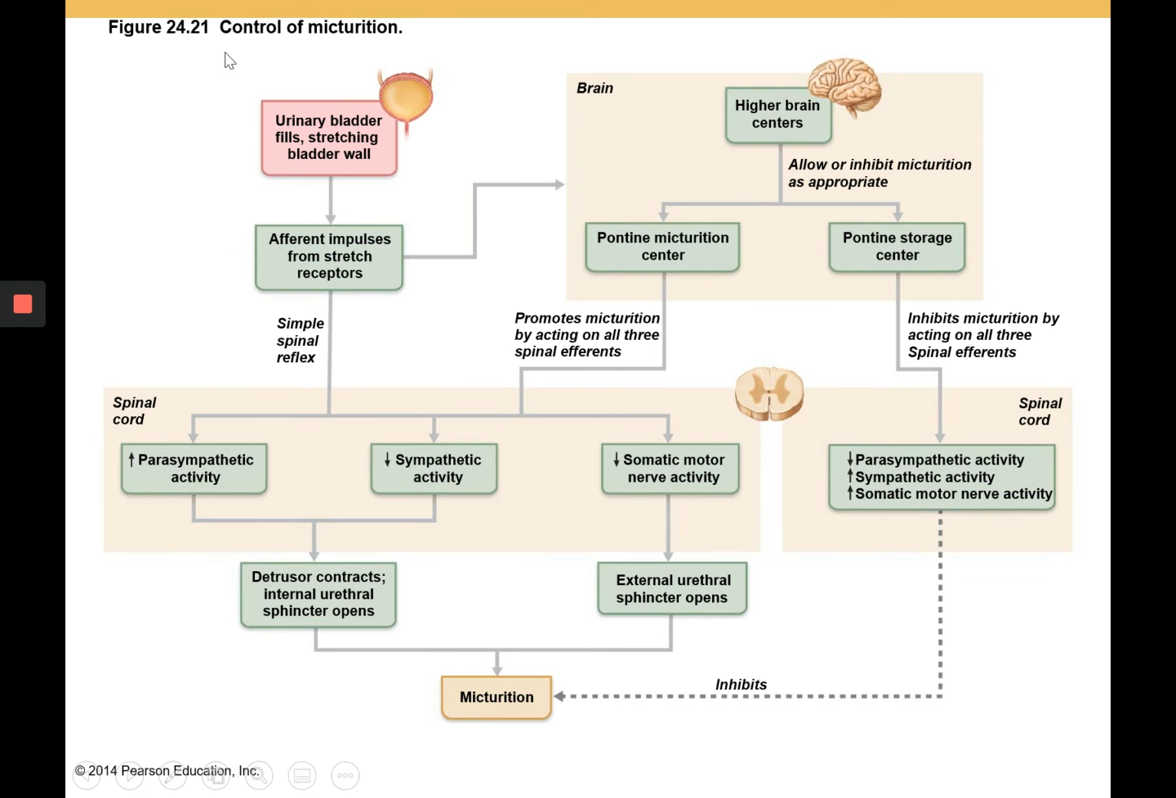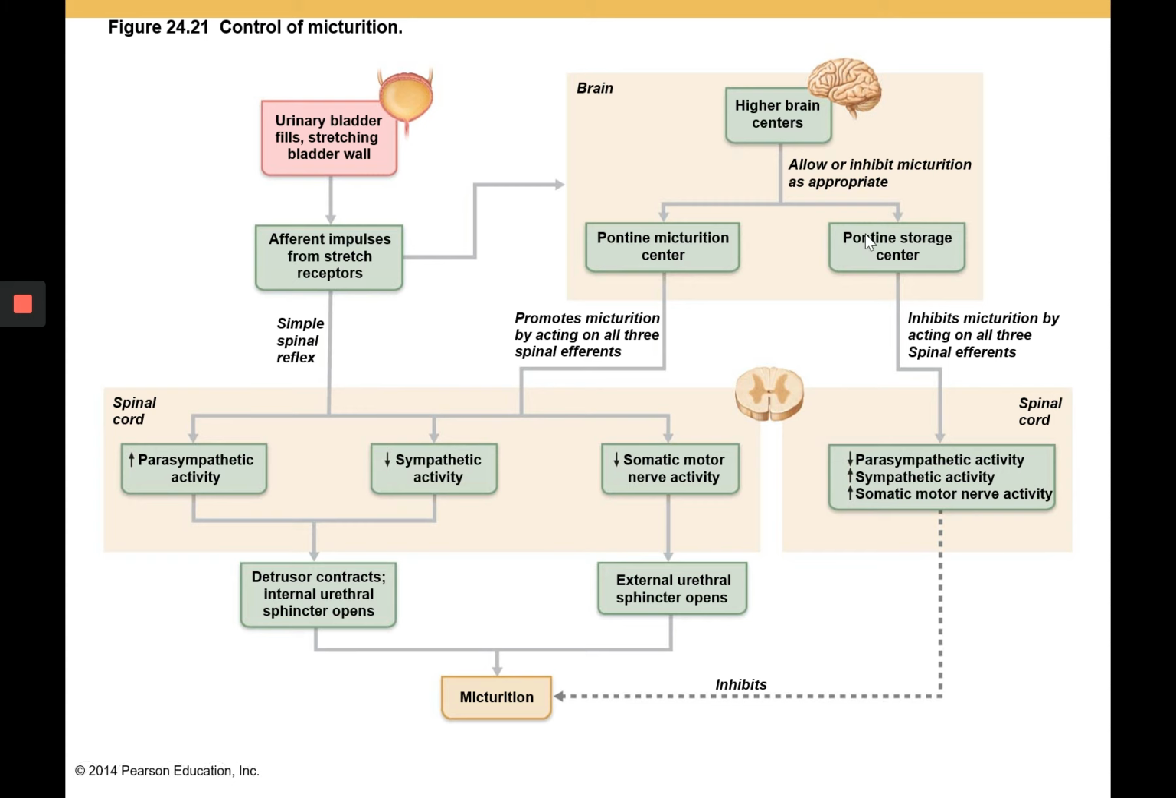So here's control of micturition. The bladder stretches. Stretch receptors send afferent impulses to the brain. There's also spinal reflexes, which increase parasympathetic activity, making it easier for the detrusor to contract and cause urination or micturition. If we are stimulating via the parasympathetic, we want to inhibit the sympathetic. Those signals that went to the brain act on higher brain centers, but can also activate the pontine micturition center in the pons of the brainstem or the pontine storage center, depending on what needs to happen.